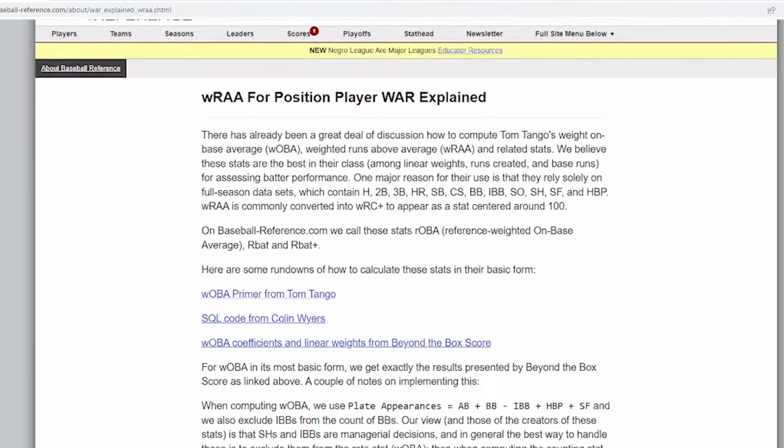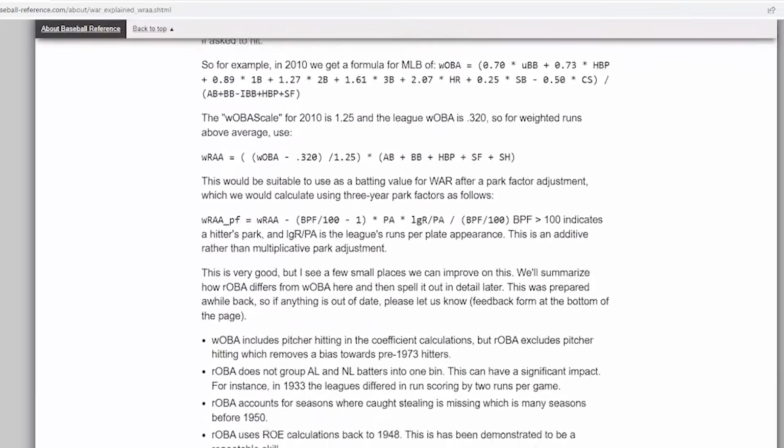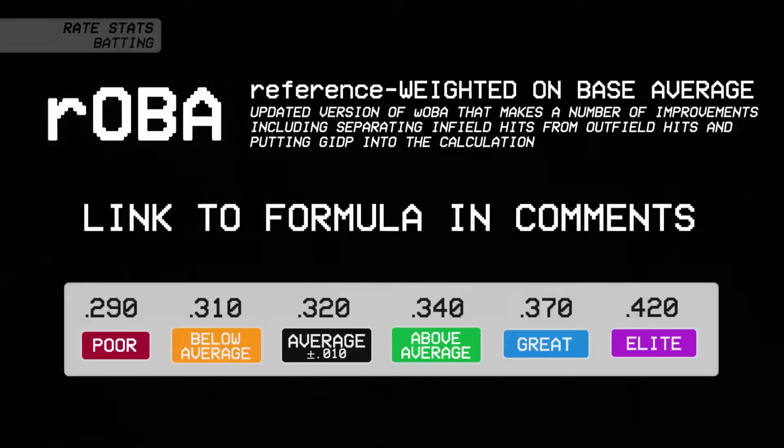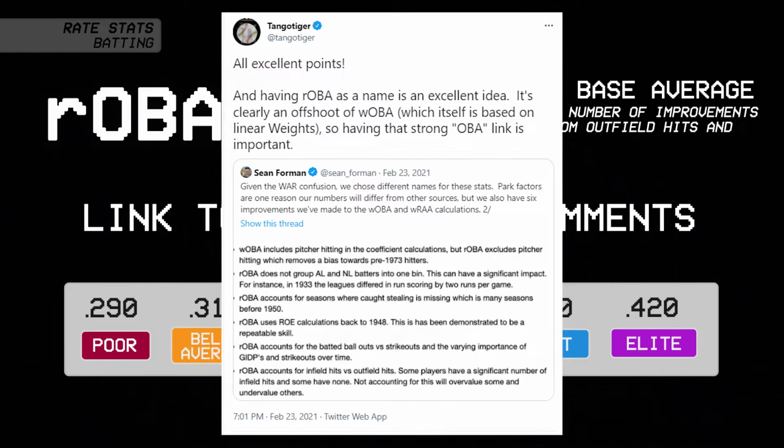The website Baseball Reference publishes a modified version of wOBA that they call rOBA, which makes a number of improvements to wOBA. These include separating infield hits and outfield hits into separate sets of variables with their own weights, and including grounding into double plays in the calculation. rOBA, or reference wOBA, or whatever people are going to end up calling it, is a brand new statistic, but it seems to have the blessing of the person who invented wOBA. So if you want to be on the bleeding edge of baseball statistics, this is the linear batting stat for you.